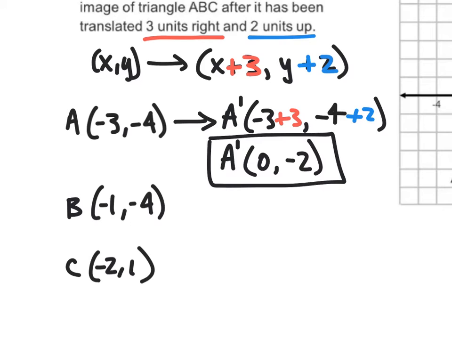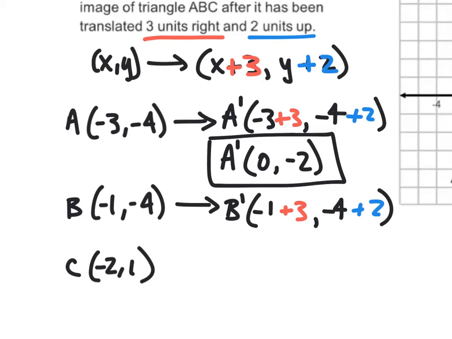I'm going to do the same thing for point B. To get B prime, I'm going to take my original x value, -1, and add 3 to that. I'm going to take my original y value, which is -4, and add 2 to that. Let's do the math. B prime: -1 plus 3 gives me 2, and then -4 plus 2 is -2.